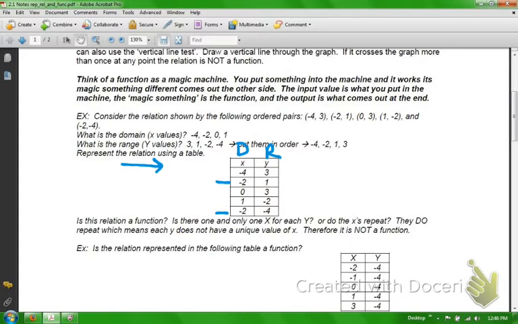You've also heard of the term mapping. Mapping is connecting an x to a specific y. So in this case, -4 maps to 3, -2 maps to 1, 0 maps to 3, 1 maps to -2, but if you look, -2 maps to 4. We've also said -2 maps to 1. So that means each of these has two values, therefore it cannot be a function.